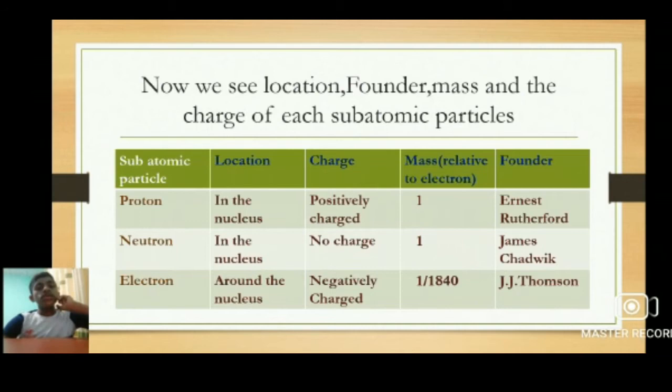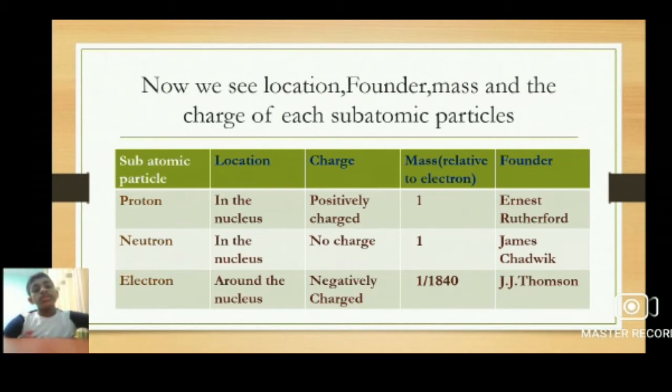Okay. Now we see the location, founder, mass and charge of each subatomic particle. Subatomic particles are the protons, neutrons and electrons. I have given you a table that shows the location, charge, mass relative to the electron and the founder of each subatomic particle. Firstly we discuss the proton. The location of the proton is in the nucleus. The charge is positive and the mass relative to the electron is 1. The founder of the proton is Ernest Rutherford.